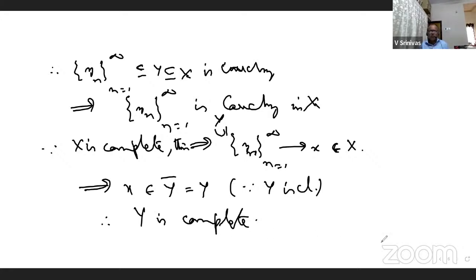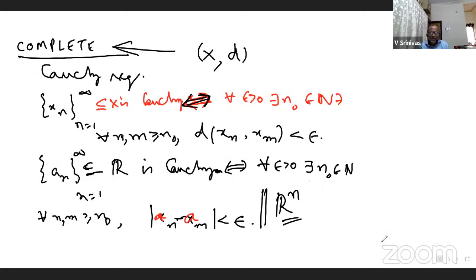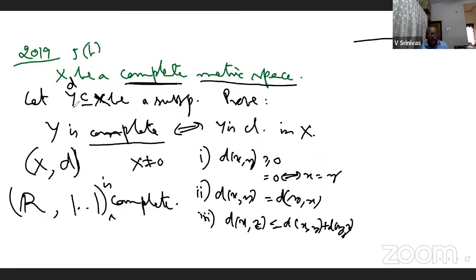So that's how you can show that if your space X is complete, and you take any subset Y of that, then Y is complete if and only if Y is closed. Means in a complete metric space, completeness is the same as closedness. What is completeness? Every Cauchy sequence must converge. It is the same as showing that Y is closed.